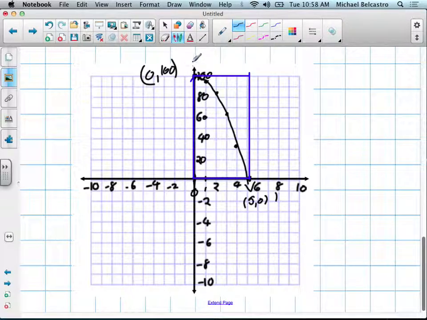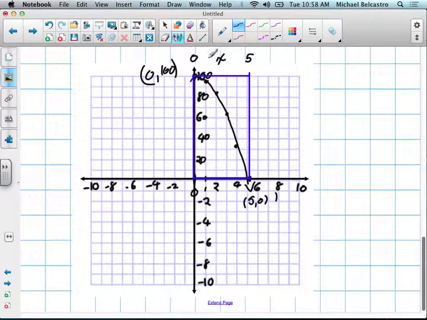The domain started at where? What time did it start at? 0. At 0 seconds. And when did it finish falling? Oh, I drew that. Yeah, that's fine. Okay. So, we know our domain, x has to be between 0 and 5.